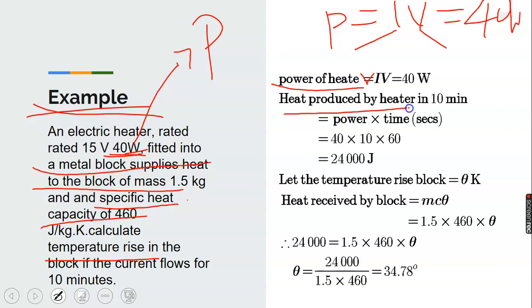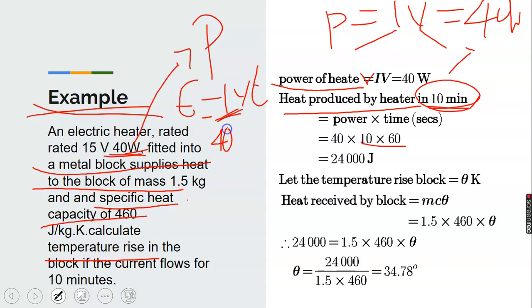And the heat produced by the heater in 10 minutes. Like I said, the time is always in seconds, so you convert 10 minutes to seconds by multiplying by 60. Now, that means our E equals IVT, and we have been given IV to be 40, times time. That is power times time. Our power is 40 and our time is 10 multiplied by 60 to give us seconds. So we have 24,000 joules.